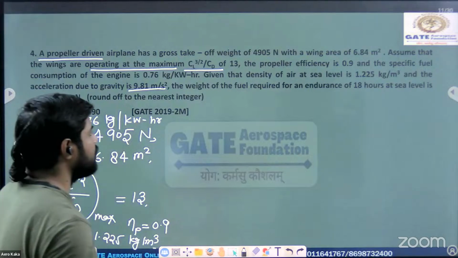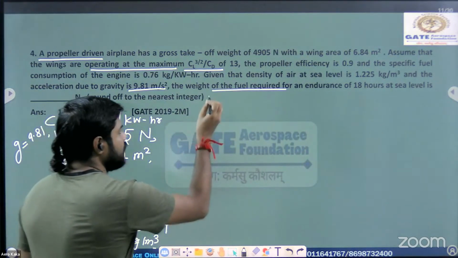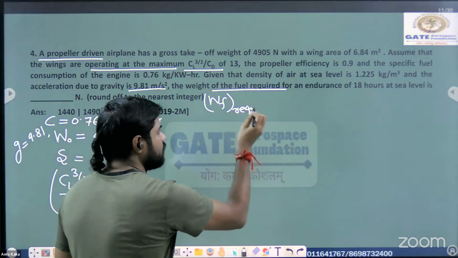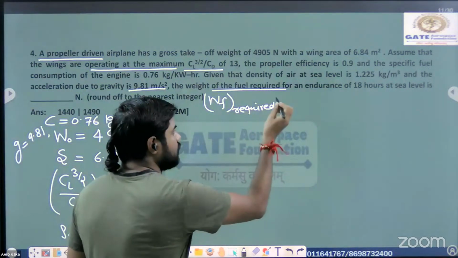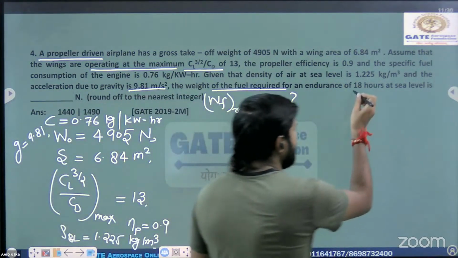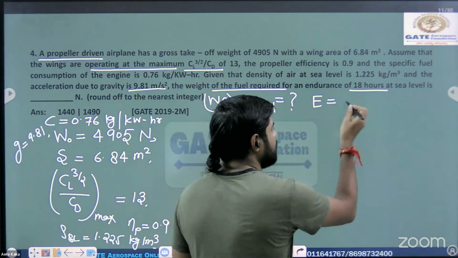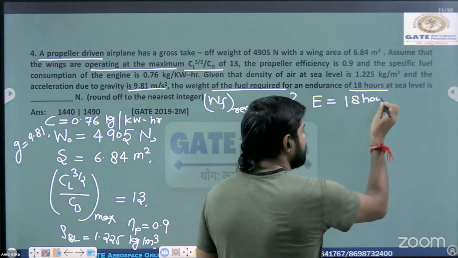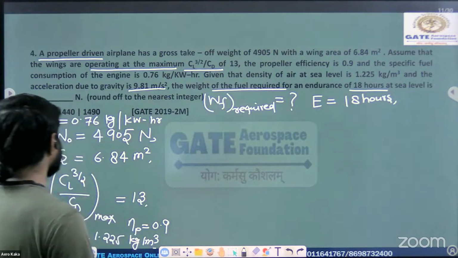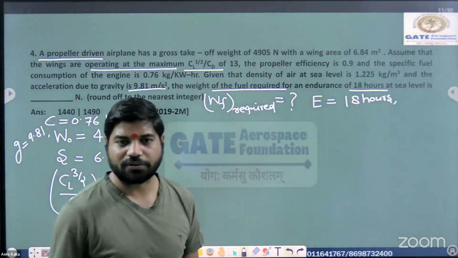They are asking what the weight of fuel required is for an endurance of 18 hours. So endurance here is given as 18 hours, under sea level conditions, in Newtons. Yes, how to approach this question?